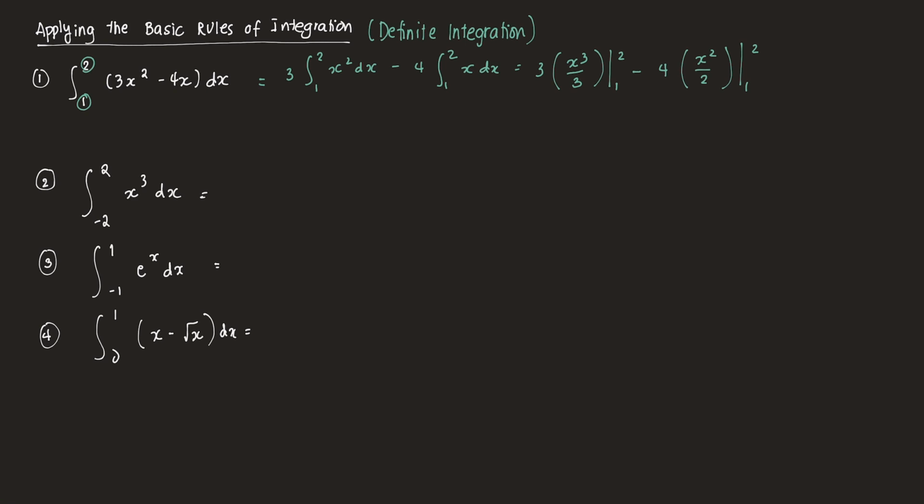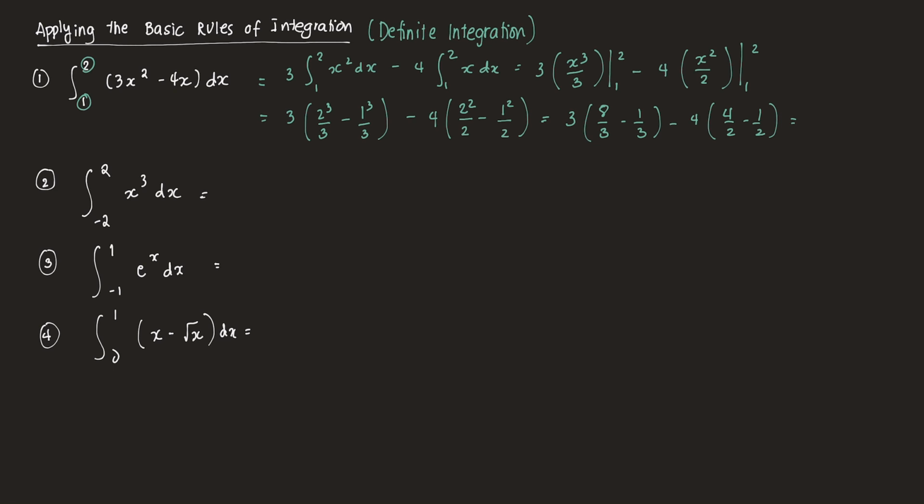And we're going to find that this should be equal to 3 times, if we substitute 2, that's going to be 2 cubed all over 3 minus 1 cubed all over 3, minus 4 times 2 squared all over 2 minus 1 squared all over 2. This is equal to 3 times 2 cubed over 3, so that's 8 over 3, minus 1 cubed, that's 1 over 3, minus 4 times 4 over 2 minus 1 over 2.